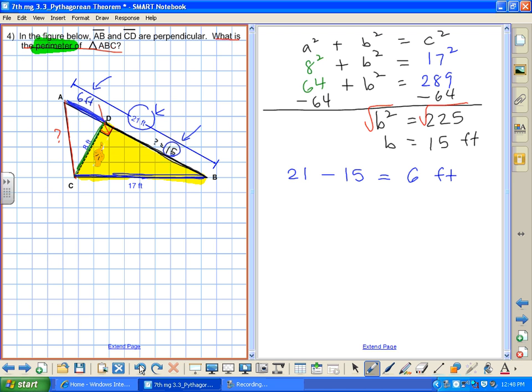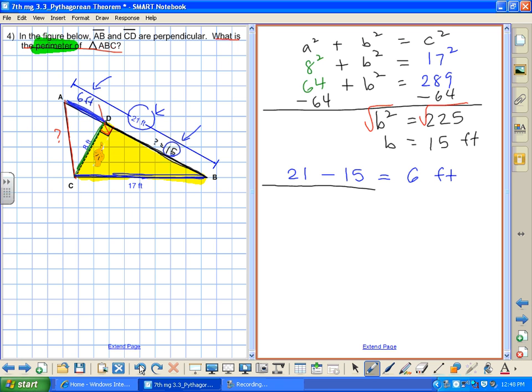Okay. If any of this part confuses you, pause the video and try to think about what I just did. Okay? Make sure that you are understanding and making sense of this before you go on here.